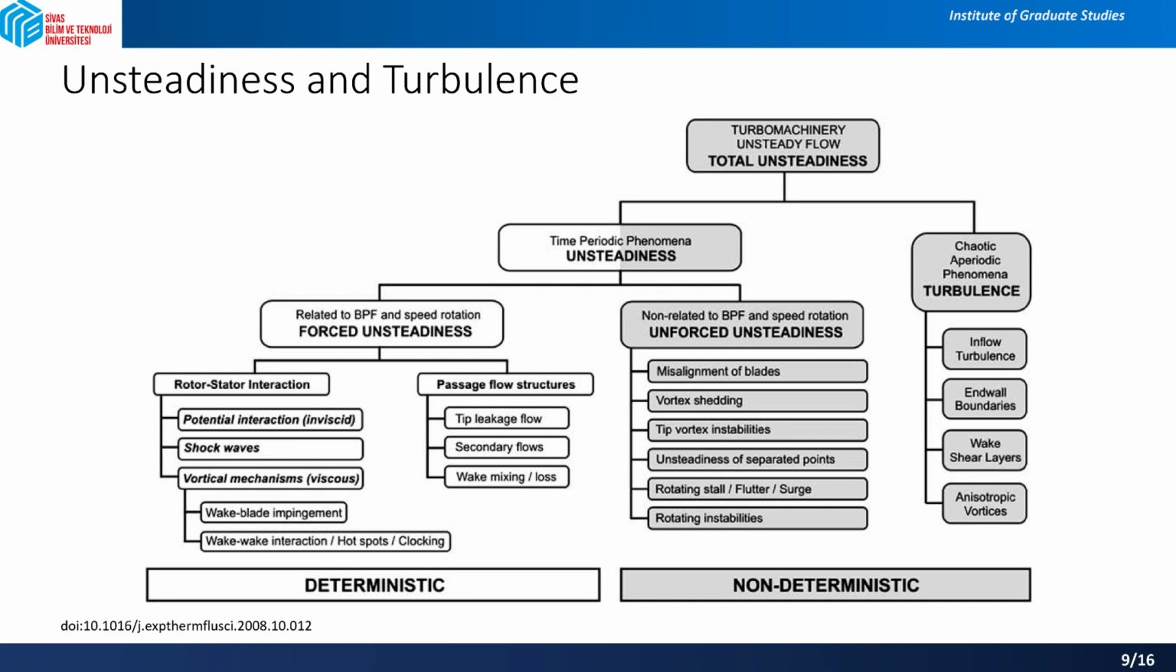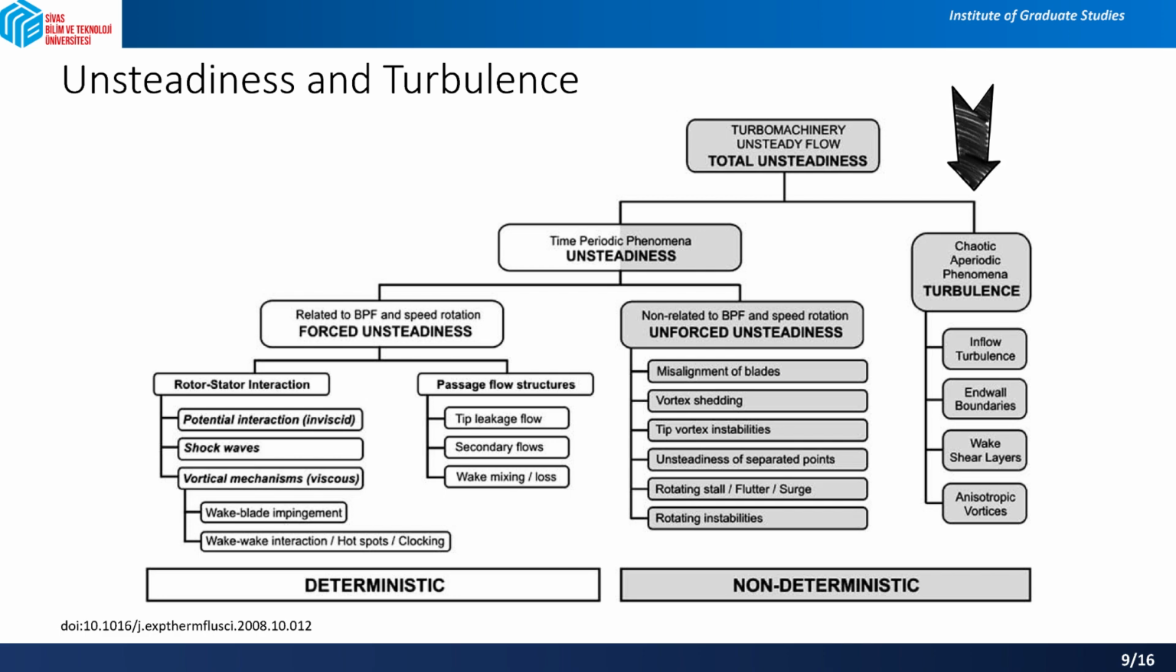As you can see, you have the total unsteadiness inside the turbomachine, and you can classify it as time periodic phenomena on this side. This is time periodic. And there is this side, which is only the chaotic and aperiodic phenomena. So first of all, let's look at the right part.